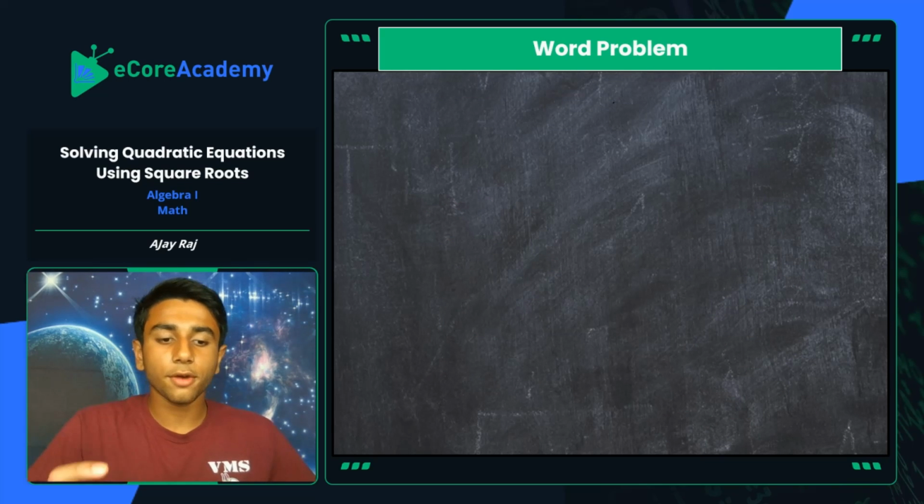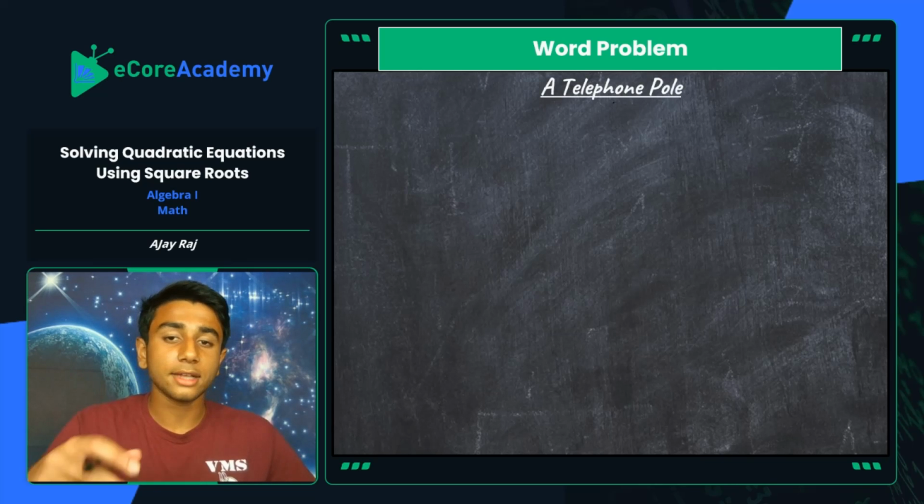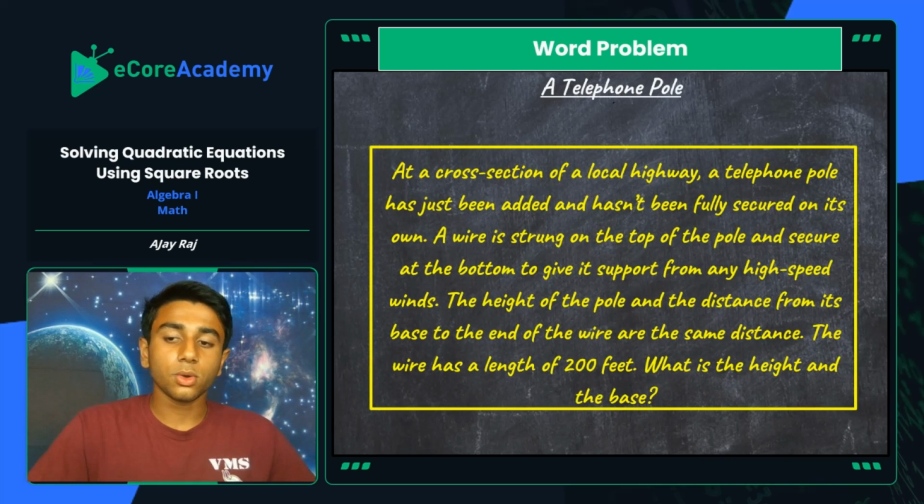All right, now let's end off the video with a little bit more of a challenging word problem. So this word problem is all about telephone poles, and it has to do with the Pythagorean theorem. At a cross-section of a local highway, a telephone pole has just been added and hasn't fully been secured on its own. A wire is strung on the top of the pole and secured at the bottom to give it support from any high-speed winds or weather.